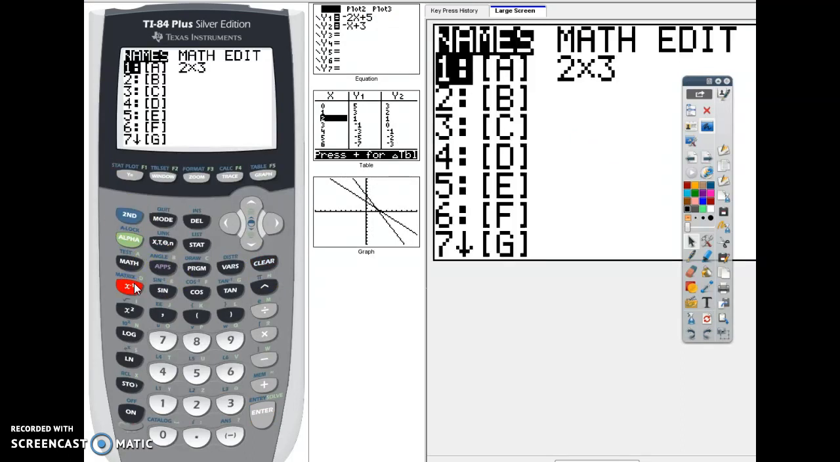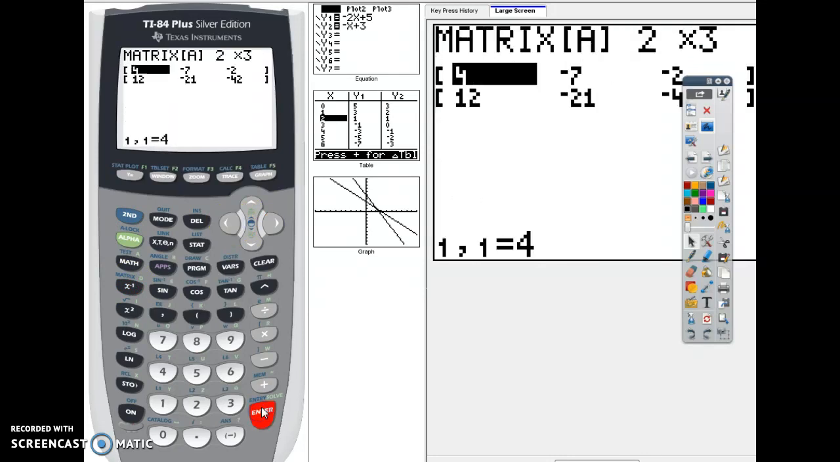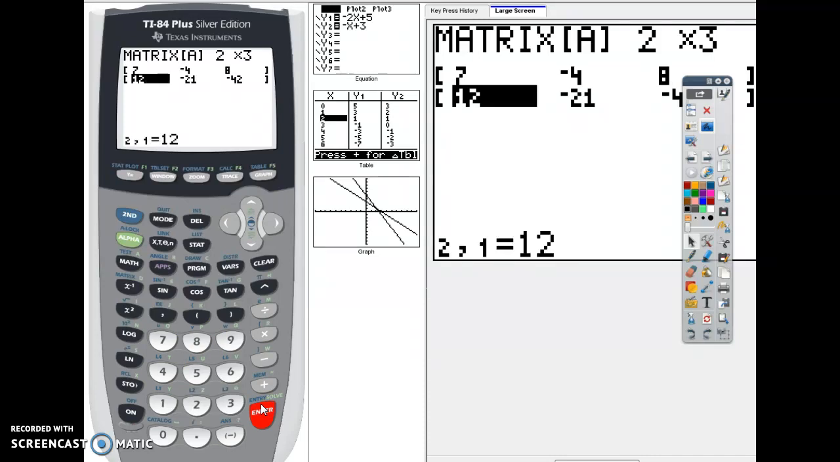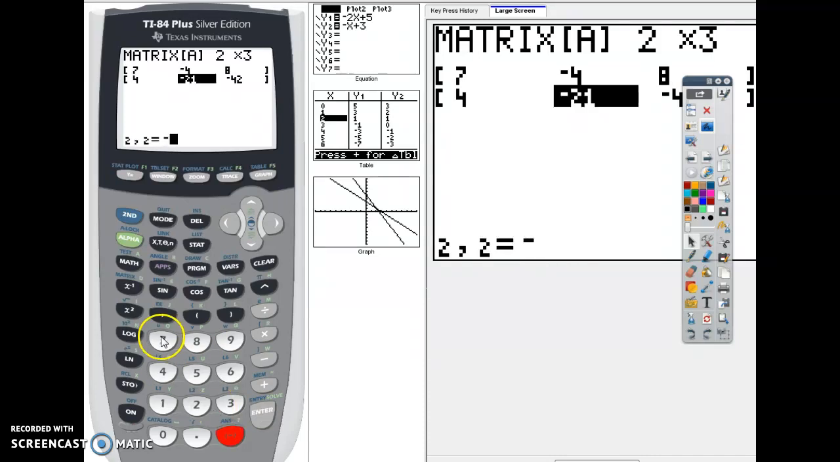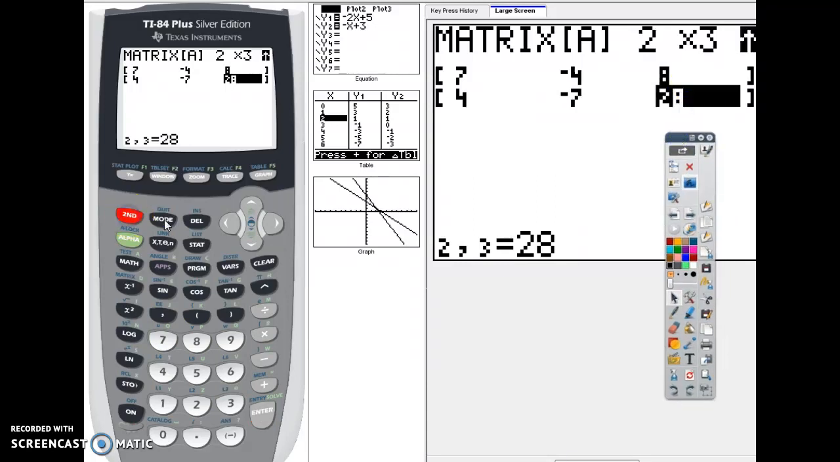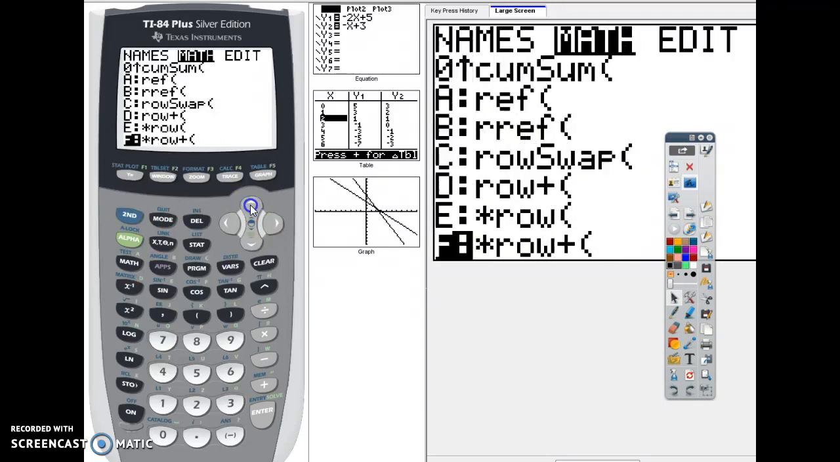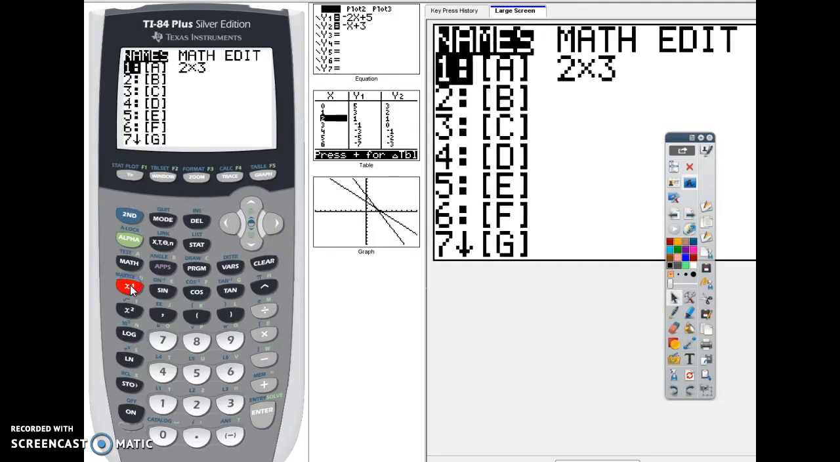Second matrix, go over to edit. It's a 2 by 3. And we're going to type 7, enter, -4, enter, 8, enter. Again, this is letter A. 4, enter, -7, enter, and 28, enter. Okay, quit. So second mode. Go back to matrix. Second matrix, go over to math, and go up to RREF. 2 R's. Enter 1 time, and then second matrix, enter.